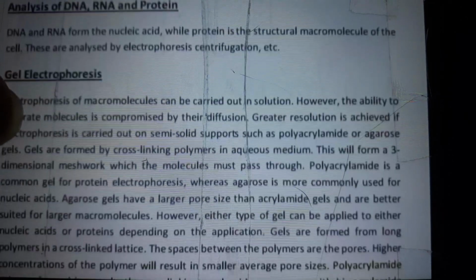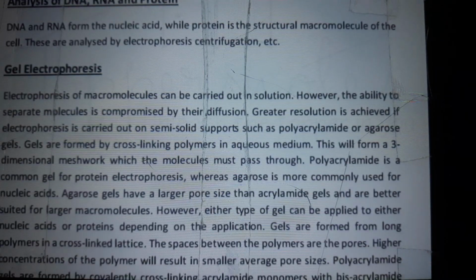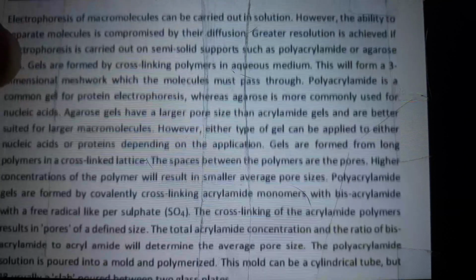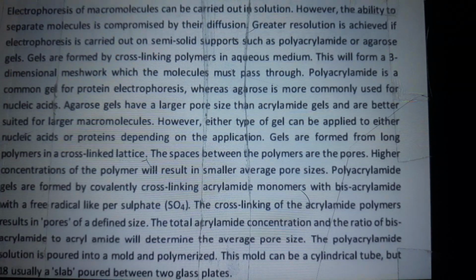Now we go to the next topic of gel electrophoresis. Electrophoresis of macromolecules can be carried out in solution. However, the ability to separate molecules is compromised by diffusion. Greater resolution is achieved if electrophoresis is carried out on semi-solid supports, such as polyacrylamide or agarose gels.